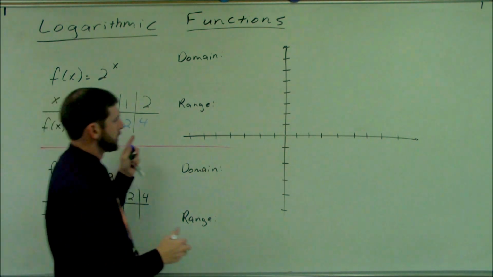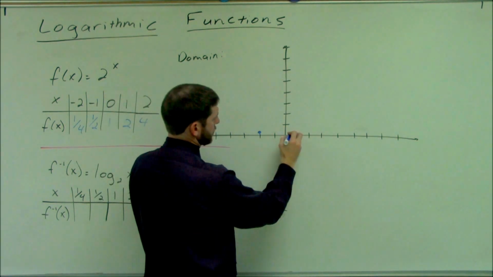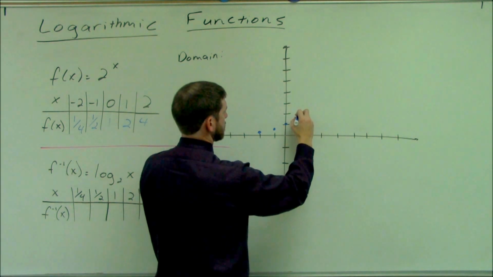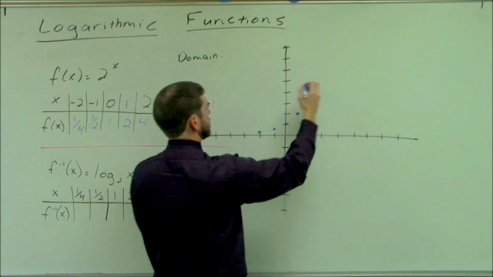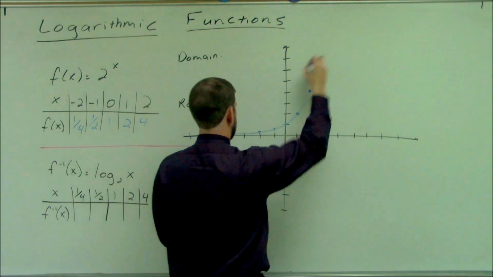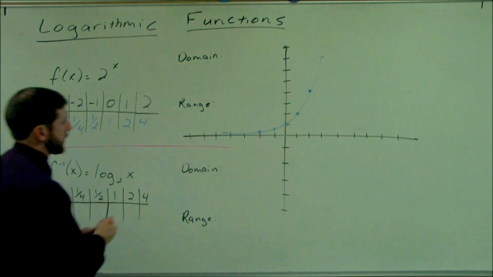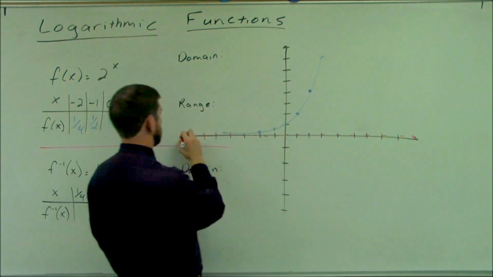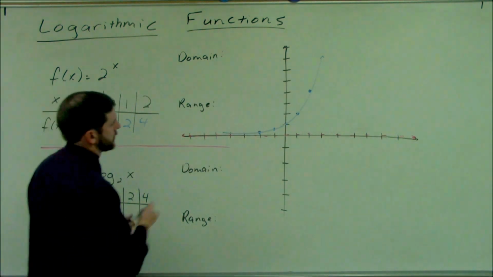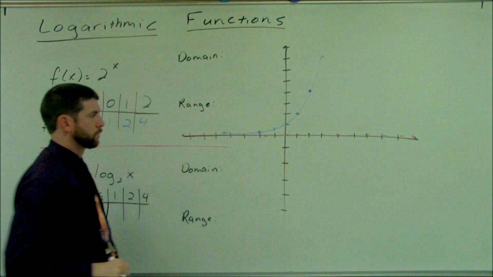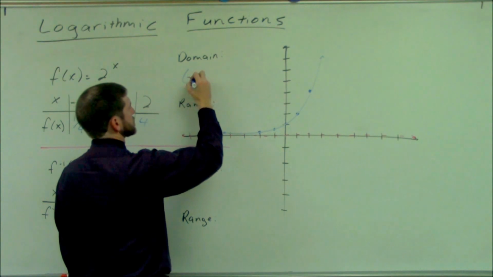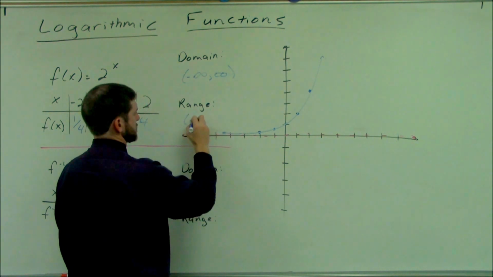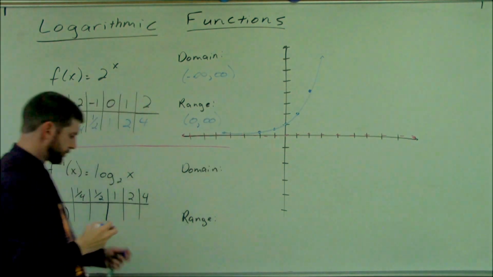We get these points. So negative 2 was at 1/4. Negative 1 was 1/2. 0 was a 1. 1 was a 2. And 2 was a 4. So we had that curve right there. And if you'll remember, we had that horizontal asymptote sitting there at y equals 0. So if you'll remember, domain was negative infinity to positive infinity, and range was 0 to positive infinity.